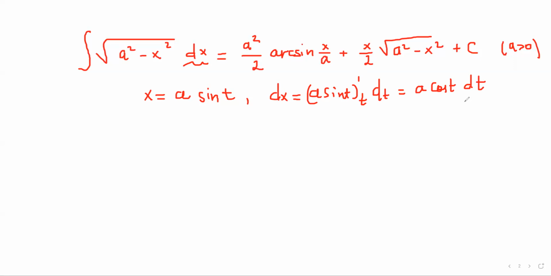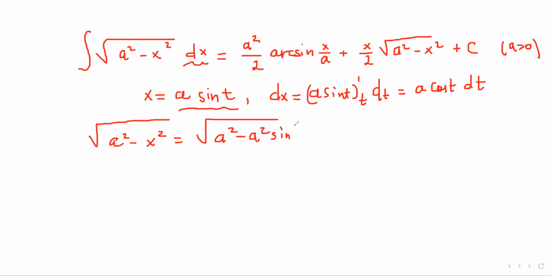So beware of that. If we had done the a cosine t substitution, then we would deal with some negatives, which we should avoid in these cases. So a cosine t dt. Now let's simplify our integral. So a squared minus x squared equals, you see, a squared minus, instead of x, we are going to use this substitution, a squared sine squared t.